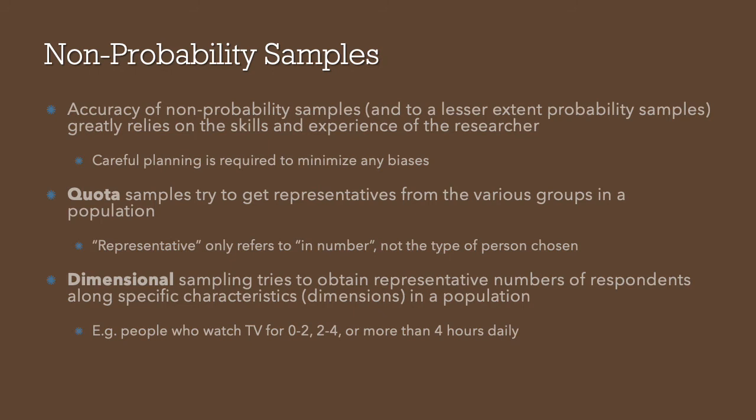So for example, maybe I want to find out all of the mountain bikers versus non-mountain bikers within Victoria. So I want to speak to 100 mountain bikers and 100 non-mountain bikers within Victoria. So I've set my quota of how many people I want to talk to from each group.